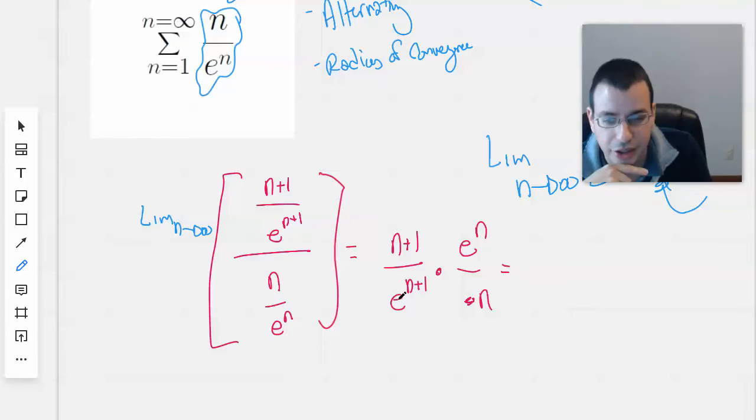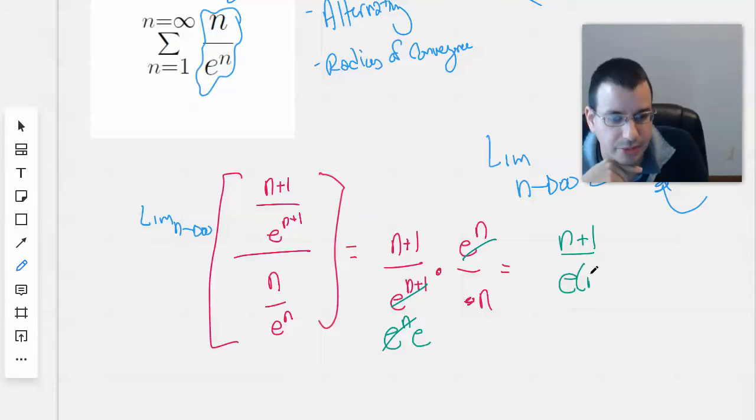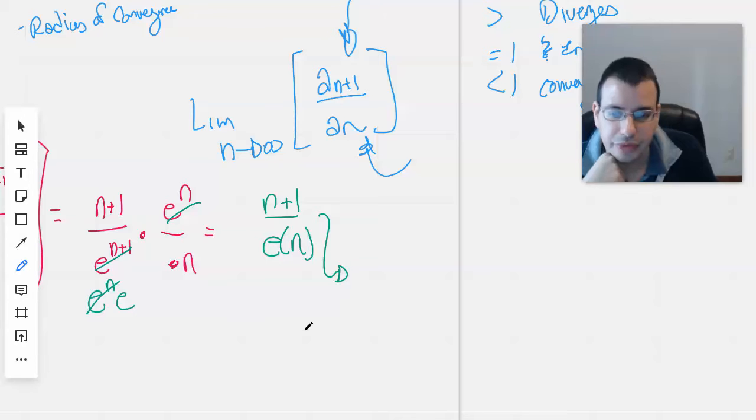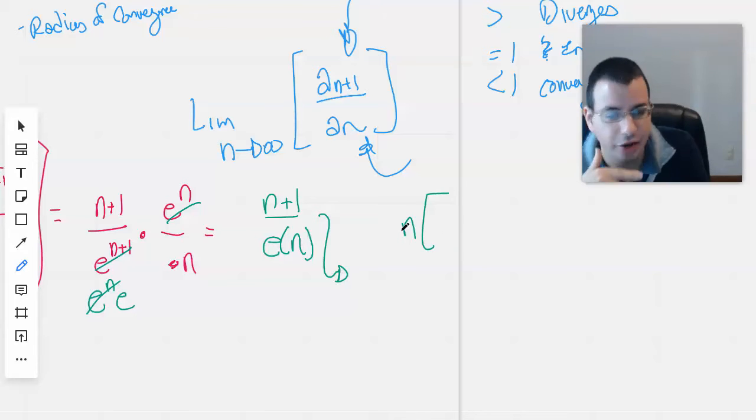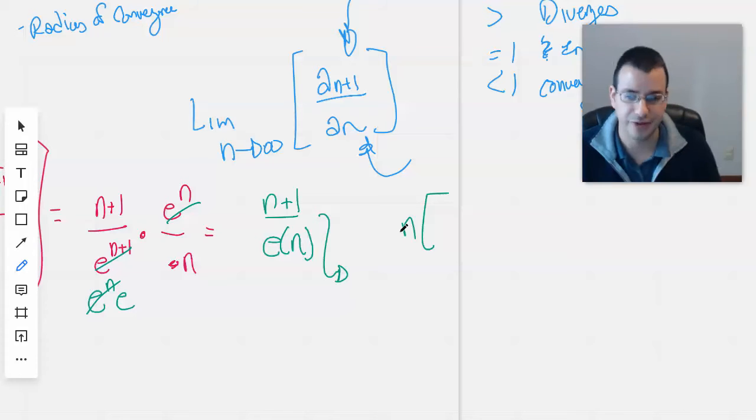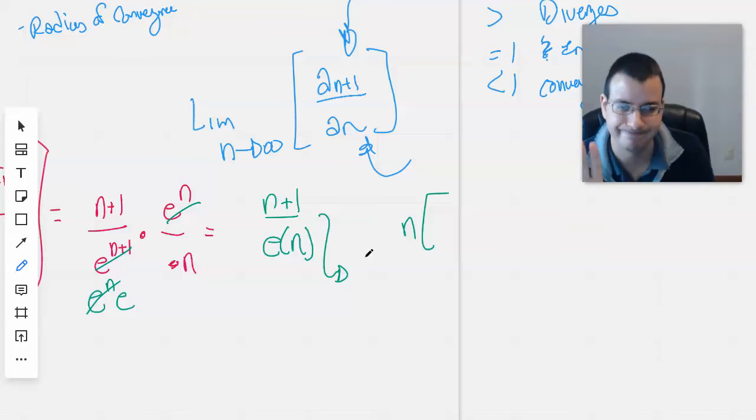I'm going to cancel this out a little bit: e to the n times e. So then we can cancel out our e to the n's, and we have (n plus 1) over e times n. Now I'm going to factor out an n. I know I should be keeping the limit as n approaches infinity along with all of these. That's okay.